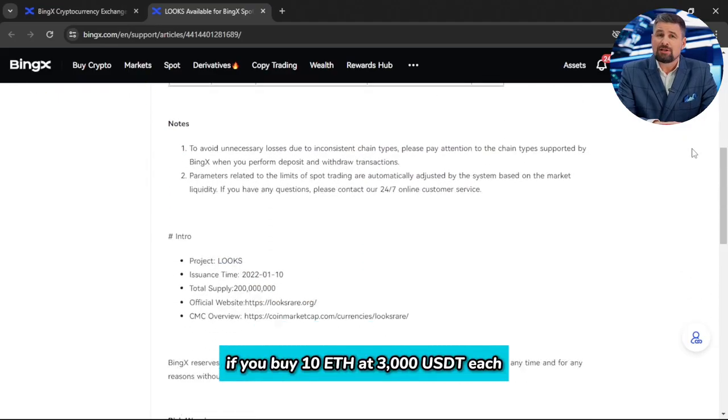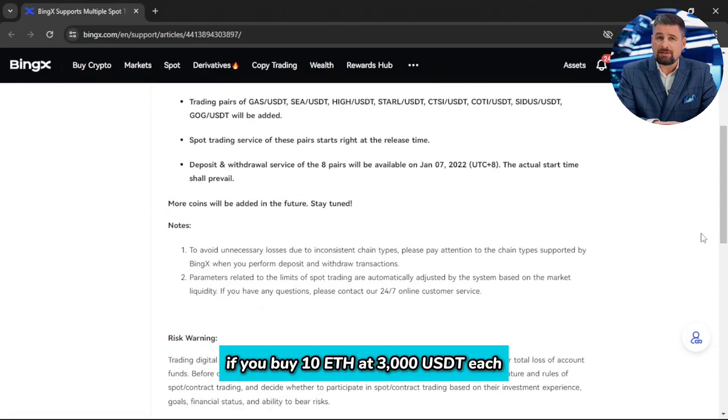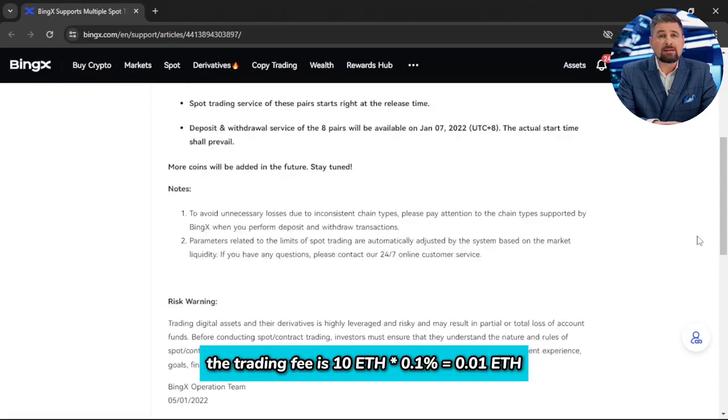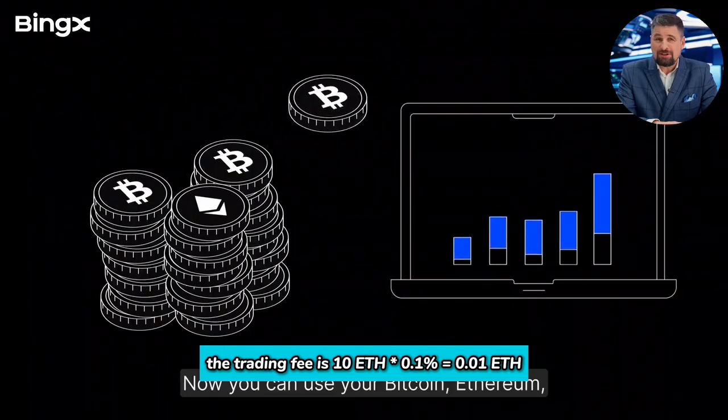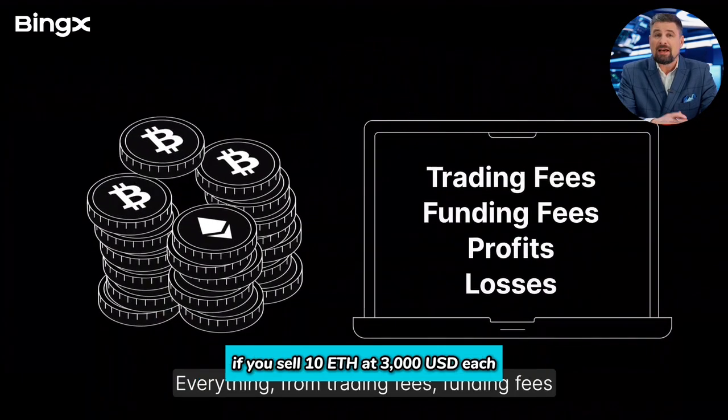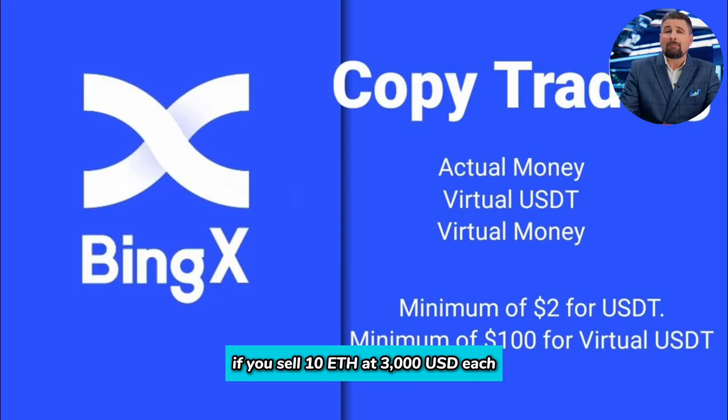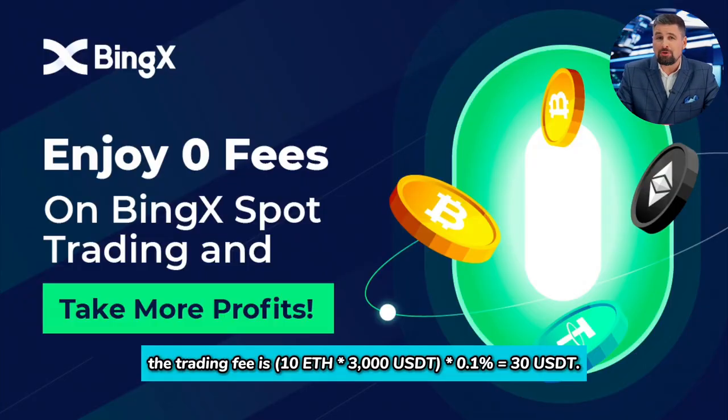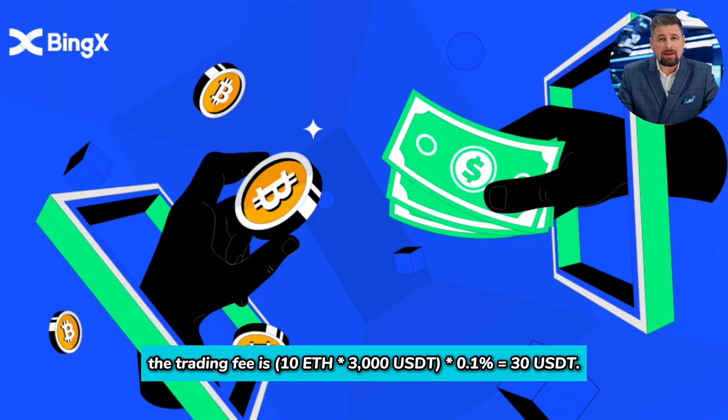If you buy 10 ETH at 3,000 USDT each, the trading fee is 10 ETH times 0.1%, which is 0.01 ETH. If you sell 10 ETH at 3,000 USDT each, the trading fee is 10 ETH times 3,000 USDT times 0.1%, which is 30 USDT.